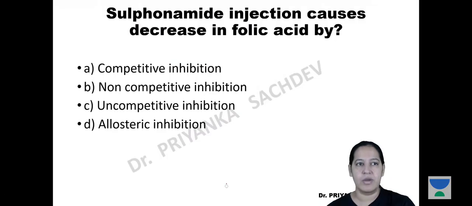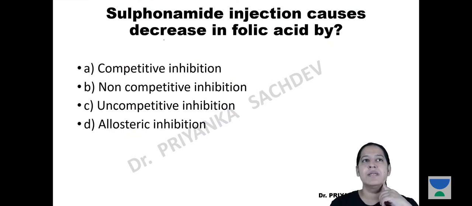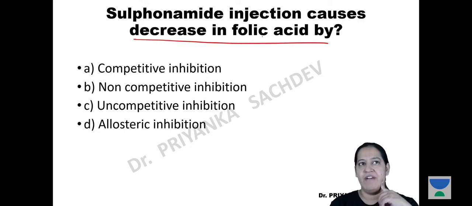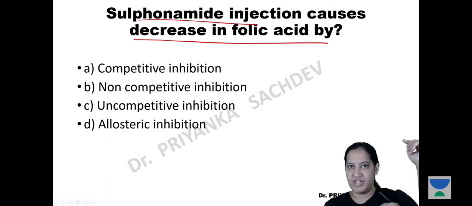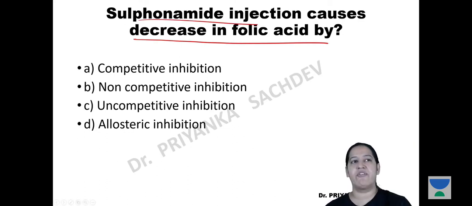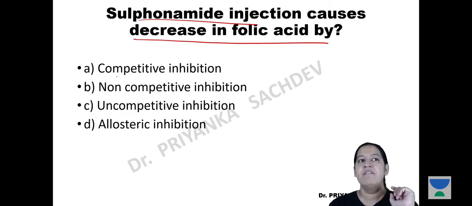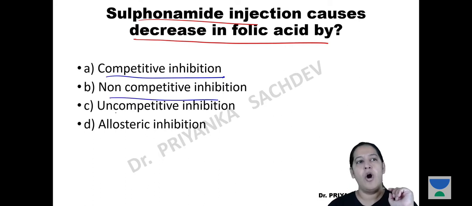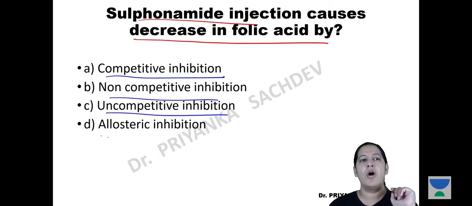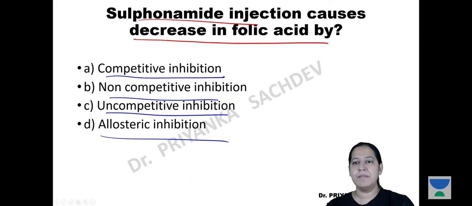Here it is. Okay, I'm sorry. This is the next question in front of you. Be fast. Sulfonamide injection causes a decrease in folic acid. Whenever I give a sulfonamide injection to a patient, folic acid synthesis is decreased by what mechanism? Tell me the exact mechanism. Is it competitive inhibition, non-competitive inhibition, uncompetitive inhibition, or allosteric inhibition? What is the mechanism by which sulfonamide decreases folic acid?